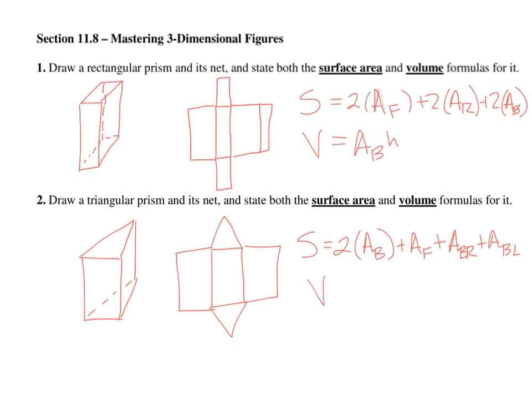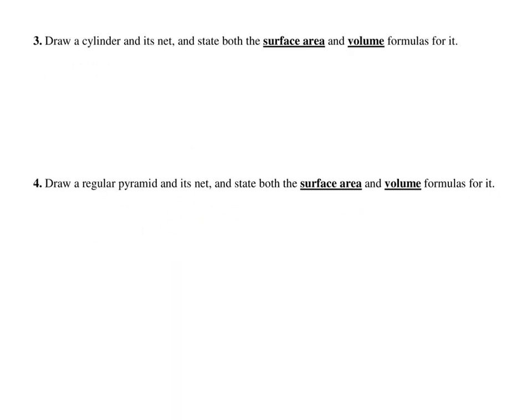All right, then we have the volume formula, which is, since it's a prism, we have a parallel bottom and top base. We have area base times the height. All right, let's go on to the next figure. Draw a cylinder and its net. All right, so we start off by drawing an oval, 2 vertical lines, then draw half an oval, and then make the rest of it dashed.